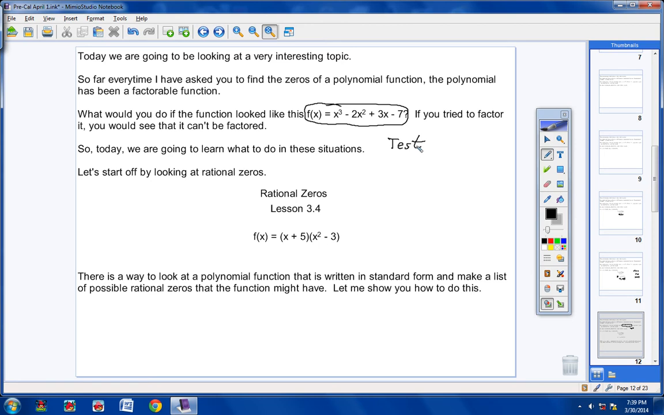In other words, if there were any rational zeros, they would be in this list right here that I gave you. That would be a big help because then you could take this list of numbers. Remember how you put each one in and see if it gives you out a 0? That would be a big help. So there is a way to look at a function written in standard form like this and make a list of the possible rational zeros that the function might have. Let me show you how to do this.